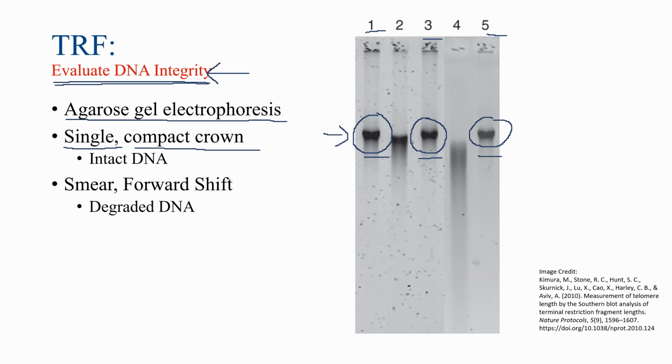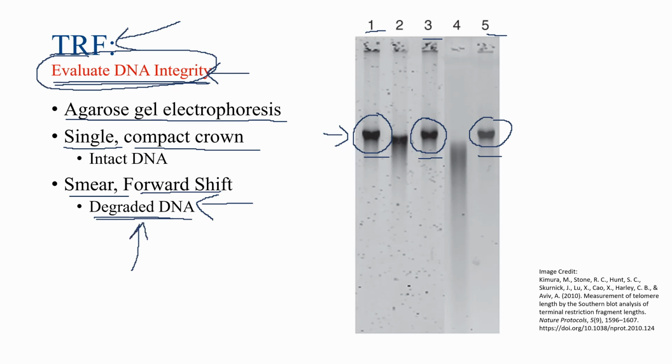On the other hand, if you see smears or forward shifts in your bands, then that indicates that your DNA has some degraded elements, and this cannot be used for TRF. This is important to recognize, and that's what makes the evaluation of DNA integrity an important step in TRF. Again, if you have degraded DNA, then that will affect the subsequent analysis of your telomeric lengths.